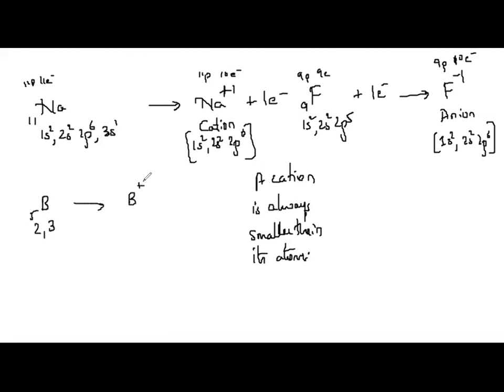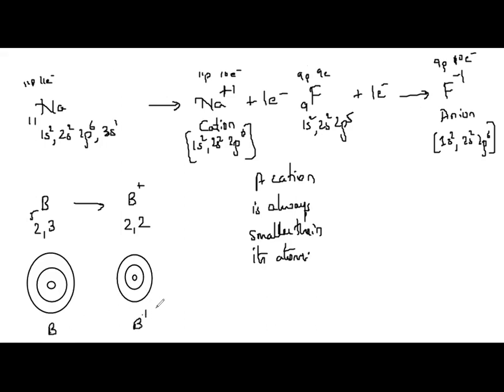If boron loses 1 electron, it forms B plus. So here it becomes 2, 2. Understanding? So here, unlike in case of sodium, in case of boron, there are only 2 shells, and even when the electron is lost, there are the same number of shells. Yes or no? Can you see here? So this is boron atom, this is boron ion. In this case, there were 2 electrons here, 3 electrons here. In this case, 2 electrons here, and 2 electrons only here because 1 electron is lost.